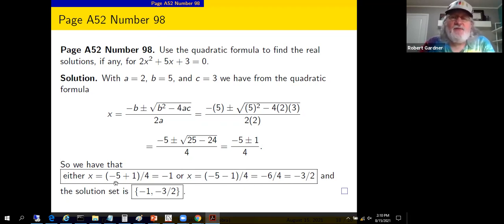If we take negative 5 plus 1 over 4, that'll give us what? Negative 4 over 4, negative 1. If we take negative 5 minus 1, so here's the plus case and here's the minus case, we get negative 5 minus 1 is negative 6 over 4. That simplifies a little bit to negative 3 halves. So there are the solutions. More explicitly, negative 1 and negative 3 halves, and here's the solution set, negative 1 and negative 3 halves.